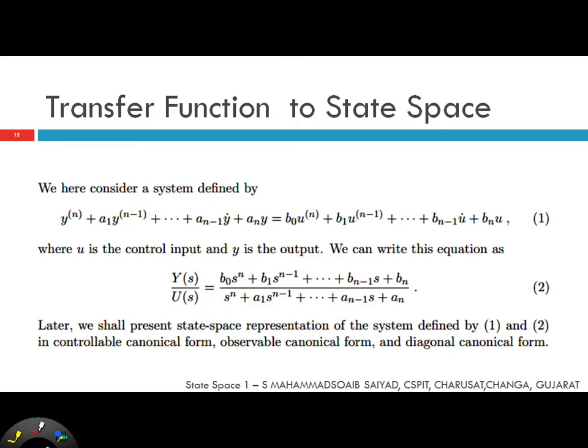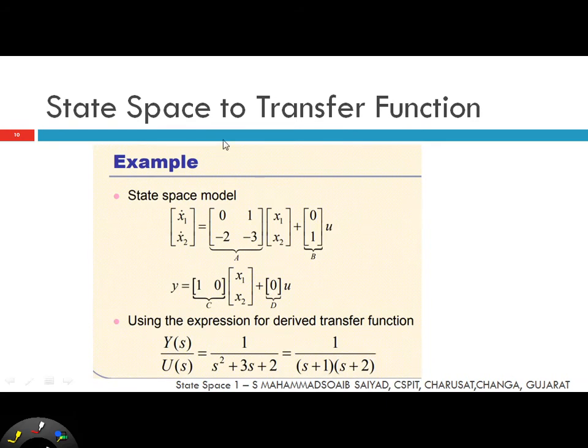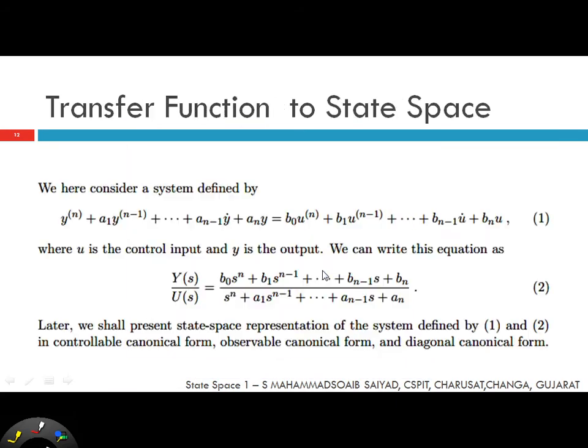Now vice versa: previously we have seen the state space to transfer function approach, and now how we can find the state space from the transfer function. Generally your equation will be in this form: y to the n is equal to minus a1 y to the n minus 1 up to an into y, plus b0 into u to the n plus b1 into u to the n minus 1 up to bn into u. So this is your output quantity, and these are the input quantities.